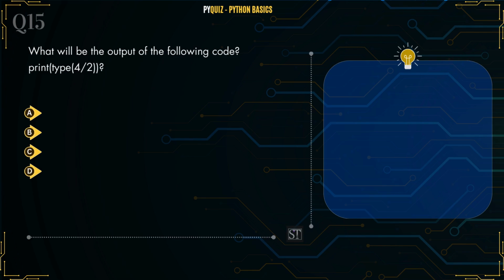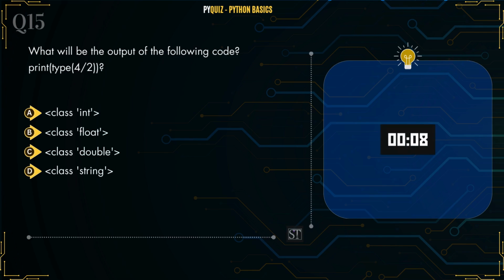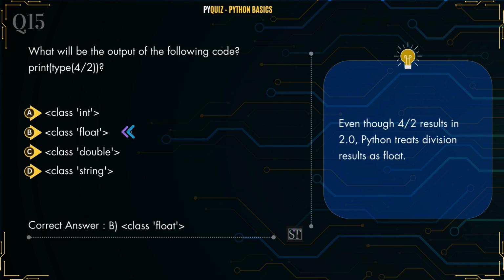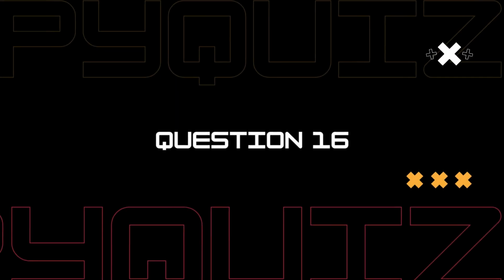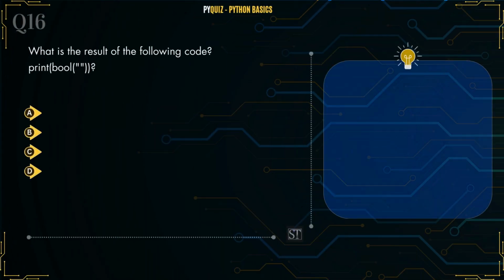What will be the output of the following code? The correct answer is B. What is the result of the following code? The correct answer is B.